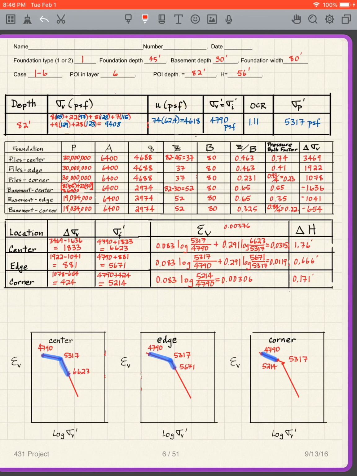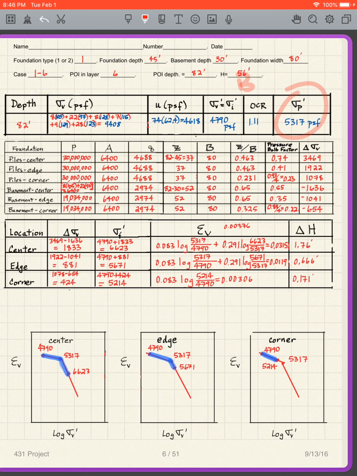And so my sigma V prime is simply sigma V minus U. That gives me my sigma prime I. The OCR for layer 6 is 1.11, and 1.11 times that gives me 5317 for my sigma prime P. So that's before the building is built, before the structure is built.